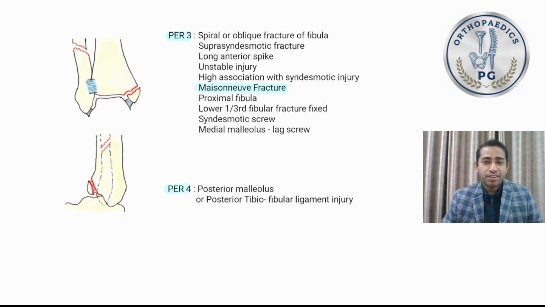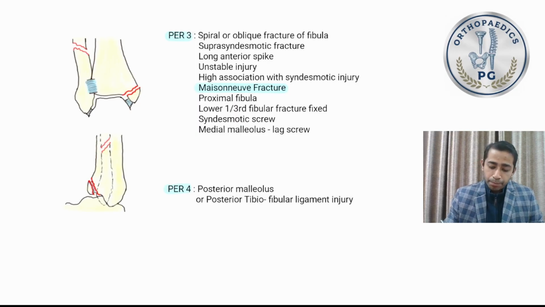So this is a fracture in the proximal part of fibula, which is associated with a medial malleolus fracture or a deltoid ligament rupture. Now this is often missed. So you have to palpate the proximal part of fibula whenever you suspect a deltoid rupture or see a medial malleolus fracture.